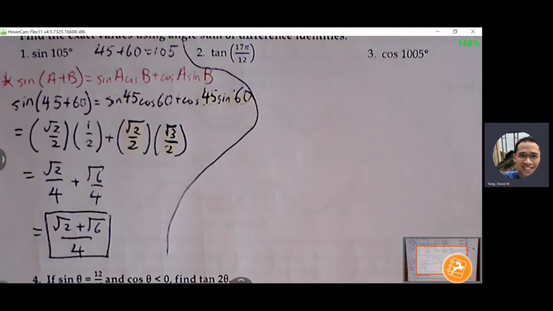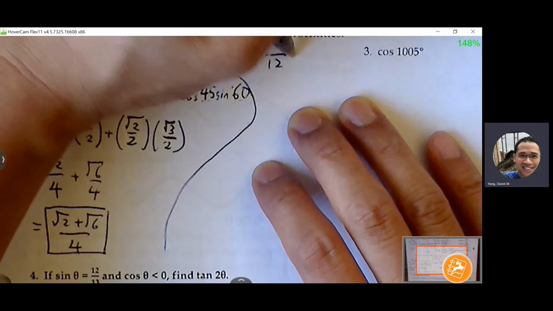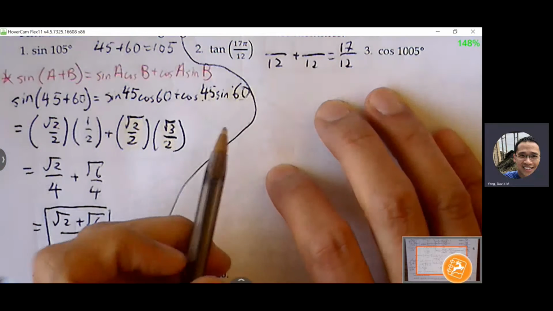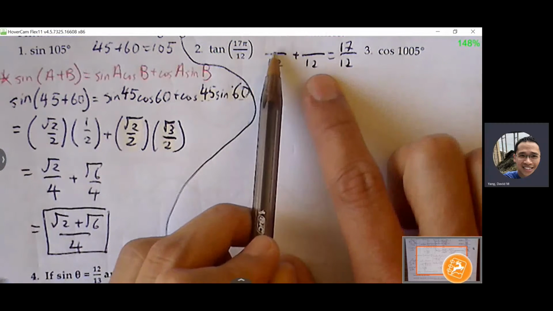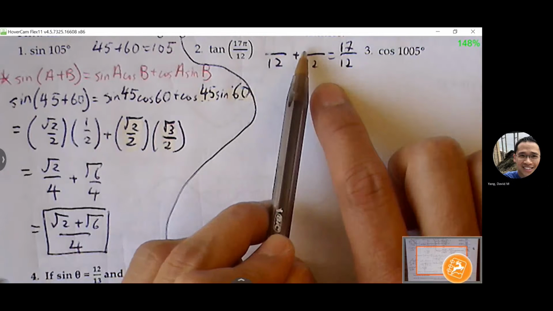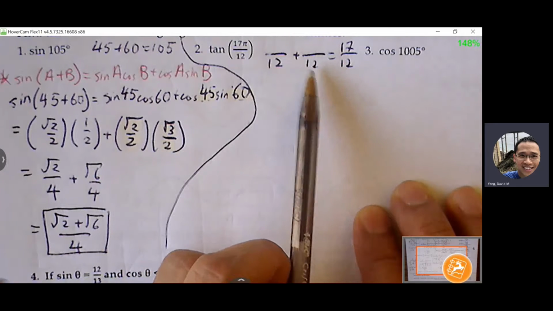Okay, number 2, same idea. 17 pi over 12. That doesn't stand out as an angle that we recognize. But can we think of two fractions that add up to 17 over 12 that fall on our unit circle radian measures? Say that again, DJ? 5 over 4 plus 5 over 6. We want 17 though. Yeah, 15 over 12 plus 2 over 12. Oh, okay.